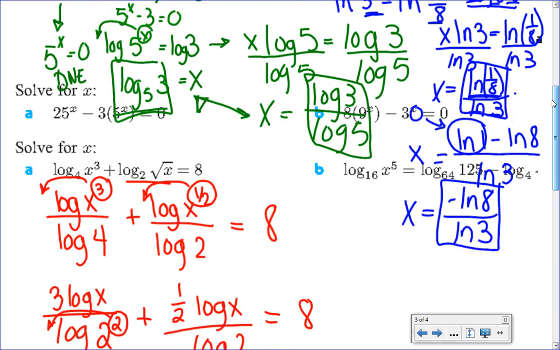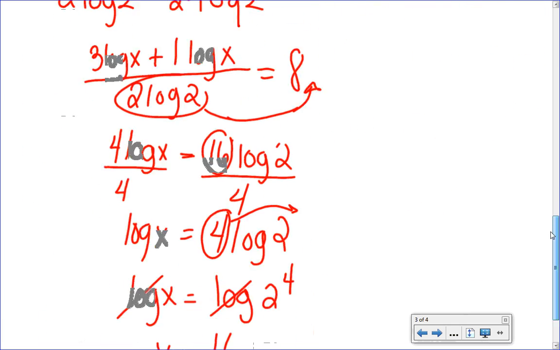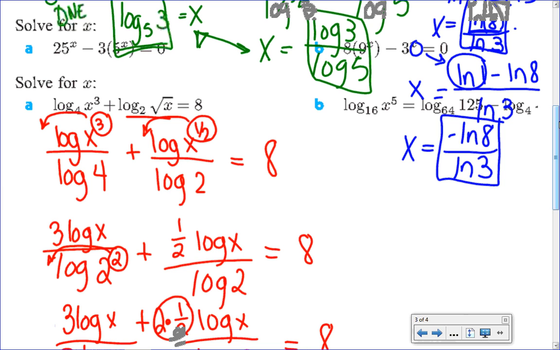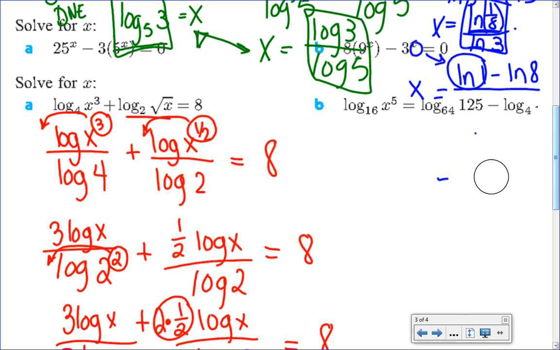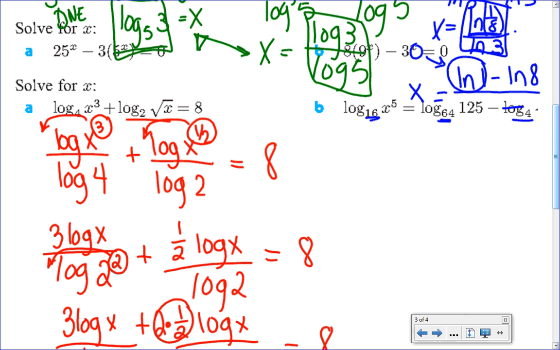Okay, and all right, part B. I'm just going to erase this part. Okay, so similar idea here. Again, we don't have the same base, but we can kind of see they're related, aren't they? What is that log of?